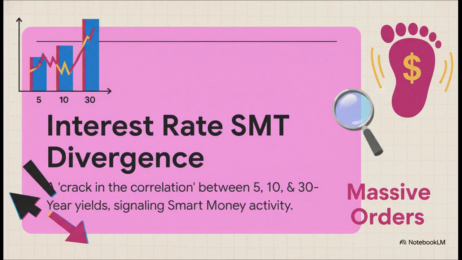So what in the world is that, right? Well, think about it like this. Normally, in a healthy market, the interest rates on different Treasury bonds, the 5-year, 10-year, and 30-year, all kind of move in sync, like they're holding hands. But when smart money comes in with these massive orders, they don't just dump it all in one place. They spread it out. And the sheer size of their buying can actually break that harmony, creating what ICT calls a crack in the correlation. And that little crack, that's the footprint we are hunting for.